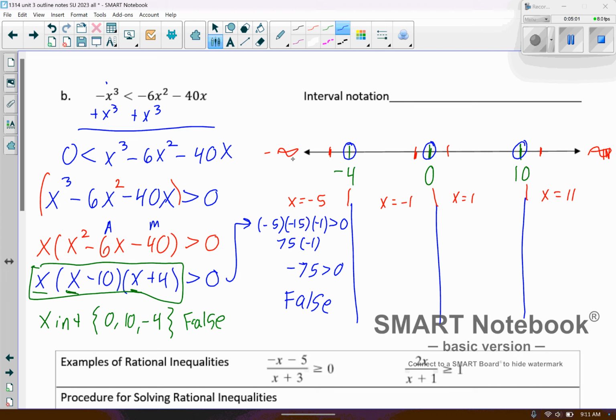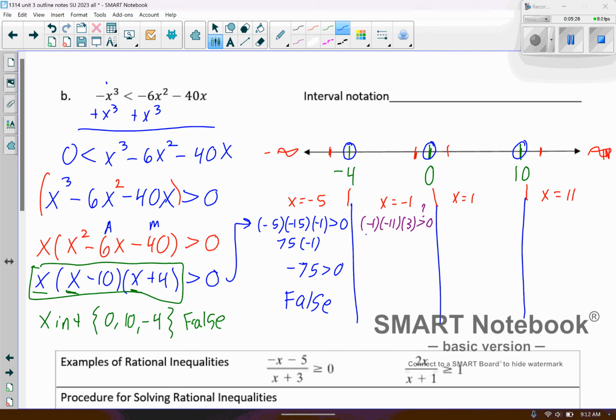All right, let's try negative 1. So we plug in negative 1. We're going to have a negative 1, and then negative 1 minus 10 is going to be negative 11. And then negative 1 plus 4 would be a positive 3. And then is that greater than 0? That's what we're trying to figure out.